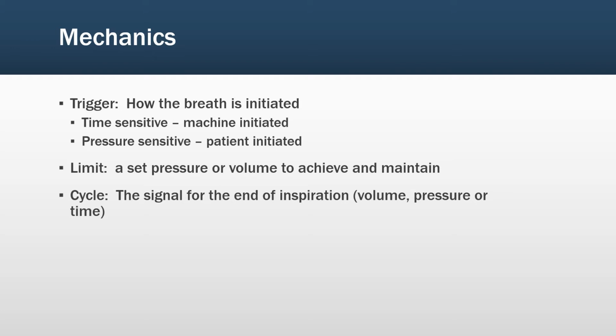The limit is the set pressure or volume to be achieved and maintained. In this case, the healthcare professional would set a specific volume or pressure that the ventilator would instill. The cycle is the setting that indicates what signals the end of inspiration, such that the patient can exhale passively. Again, this can be volume, pressure, or time related, depending on the needs of the patient.